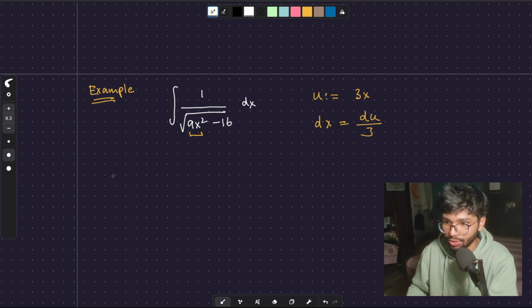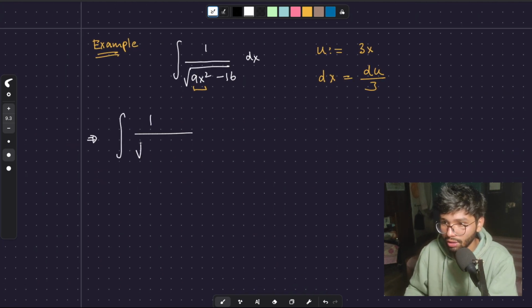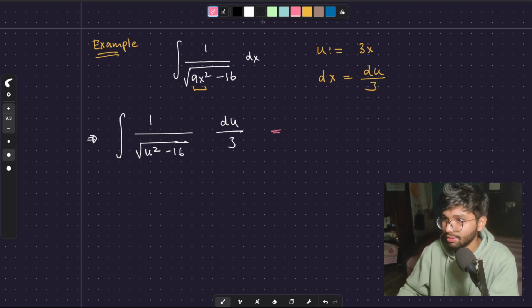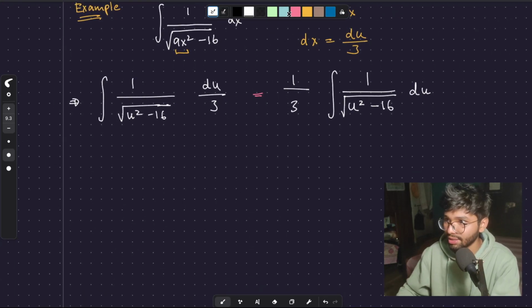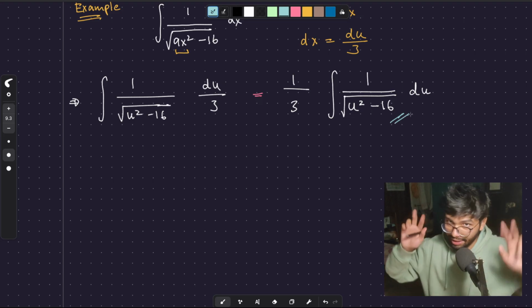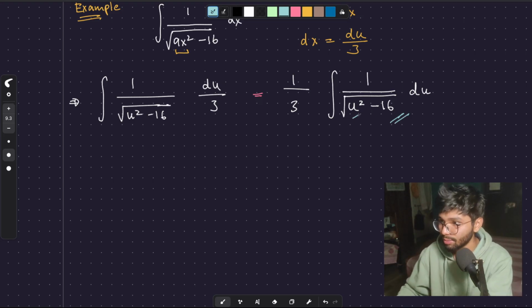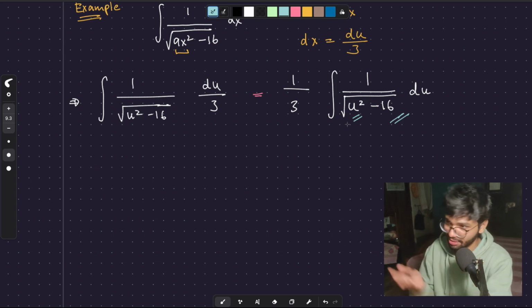We're going to substitute back into the integral, which is going to be 1 over u squared minus 16 times du by 3. This 3 will go out, we're going to factor it out. Normal integral rules, and we're going to have a really good looking expression, because we know we can solve this one. This one is a squared and this one is x, but this is not x, this is u. Okay, do not get confused. I'm just making things easy.